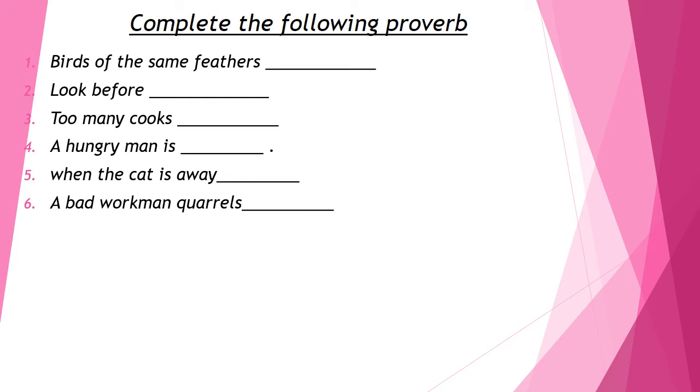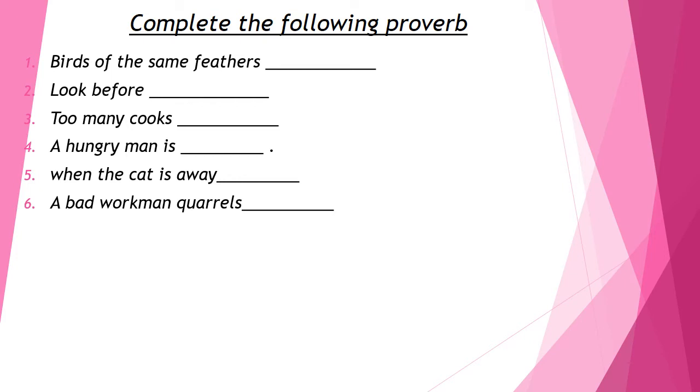A bad workman quarrels. This is another proverb, class 5, that when we use it, it means, let us finish or complete it first. We say, a bad workman quarrels with his tools.